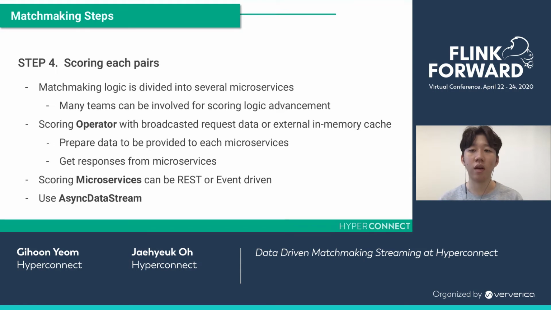Therefore, the operator prepares the data to be provided to the microservices and obtains a response from the microservice. When handing over the data to the operator, the context separated in step 2 is directly delivered, but other data are passed through the broadcast operator method or through an external in-memory cache, such as Redis.